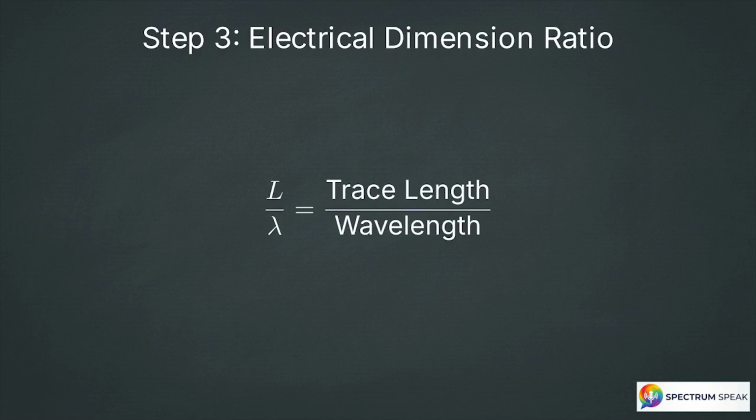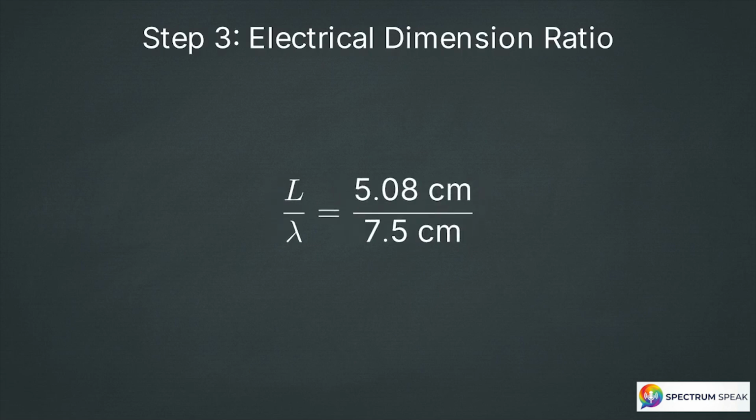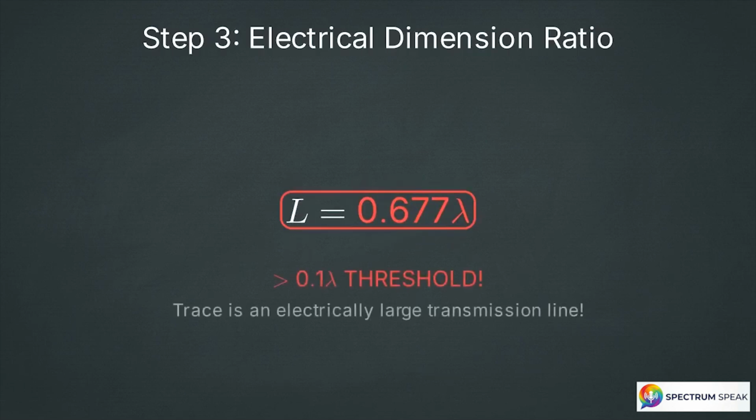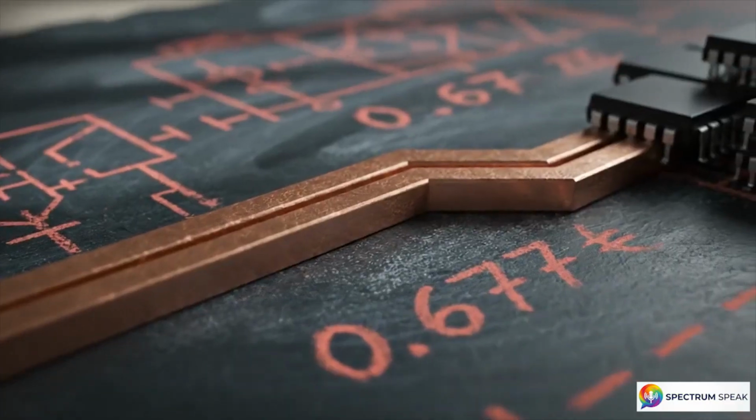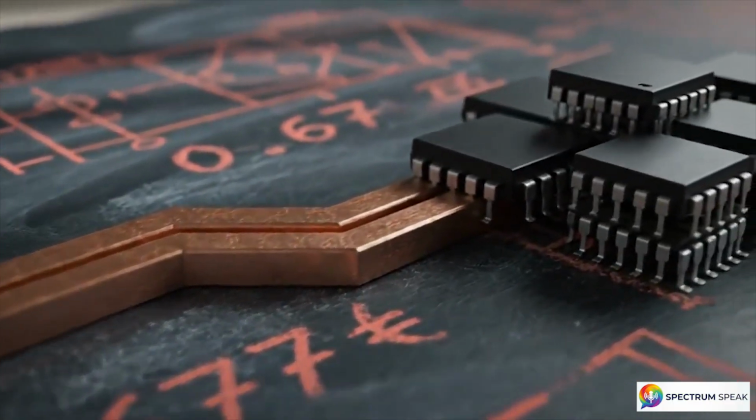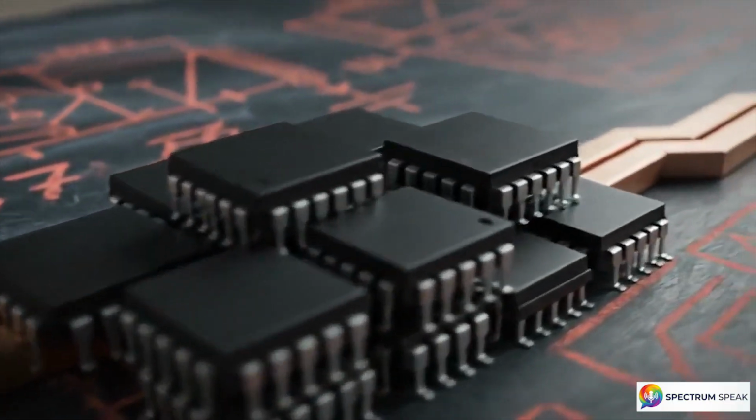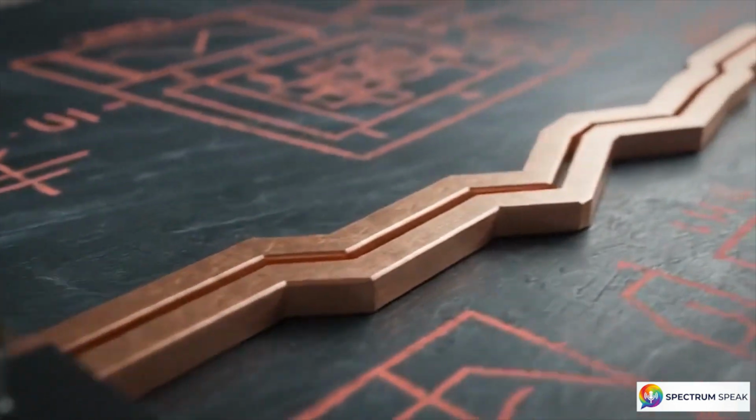Step 3 sets up the final electrical dimension ratio, physical length divided by wavelength. We divide the trace length of 5.08 centimeters by the compressed wavelength of 7.5 centimeters. The resulting electrical dimension is 0.677 lambda. That ratio massively exceeds the 0.1 threshold. At 2 GHz, a mere 2-inch trace is dangerously electrically large.